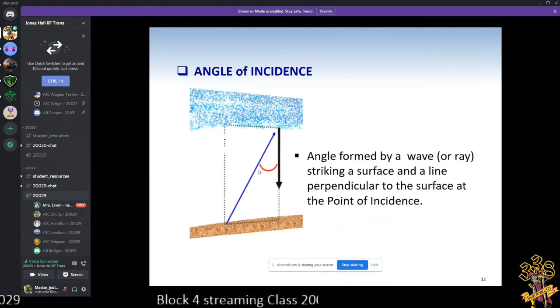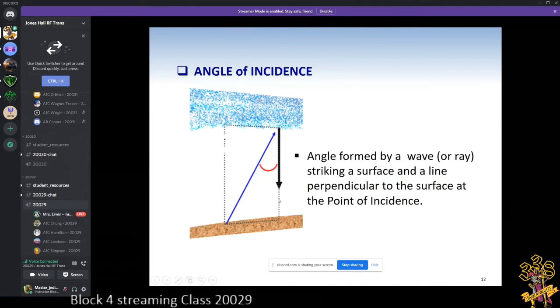It is the angle formed by a wave, in this case our radio wave, striking a surface, which is the ionosphere, and a line drawn perpendicular to the surface at that point of incidence. So that is your angle of incidence. If your angle of incidence is too steep, the signal can just penetrate and keep on going. If your angle of incidence is too shallow, then it may just be absorbed in the ionosphere and not sent back.